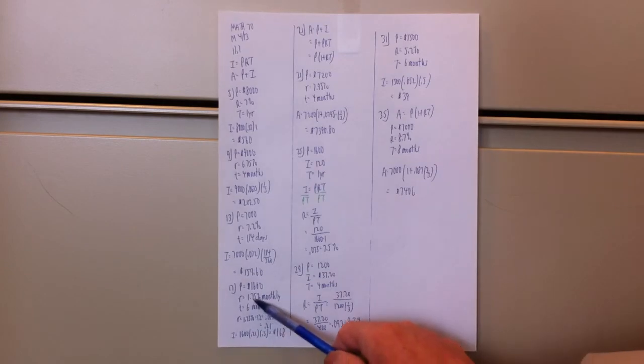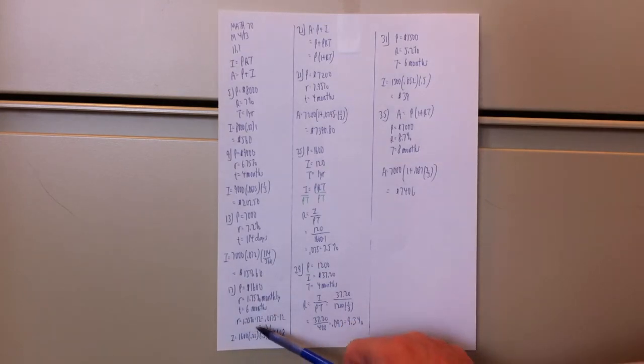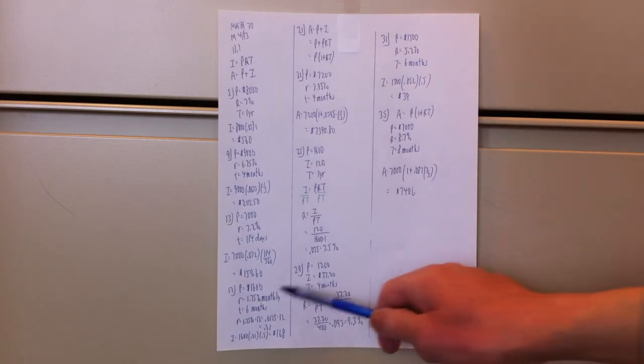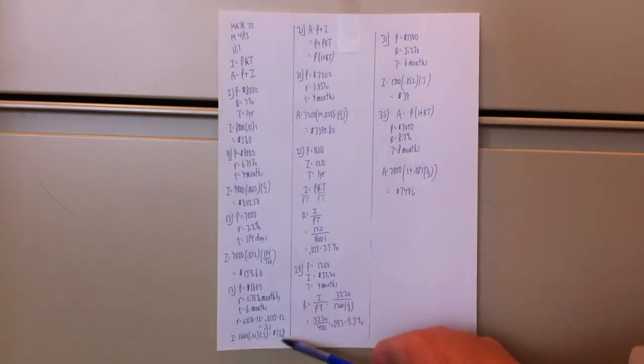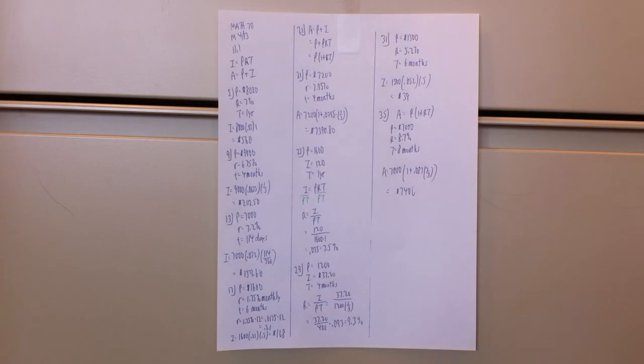So I took the 1.75% and I multiplied that by 12 in order to get the annual rate. So that's 0.0175 times 12. That comes out to be 0.21 or 21%. So now we multiply 1,600 times the rate of 0.21 times 0.5. Again, 6 months is half a year, or 0.5, comes out to be $168.